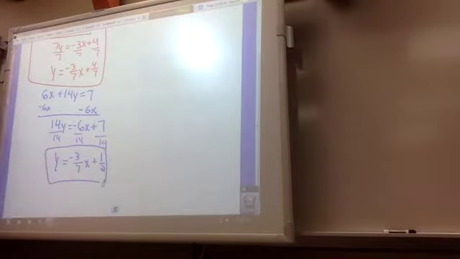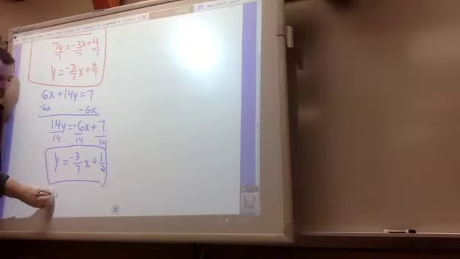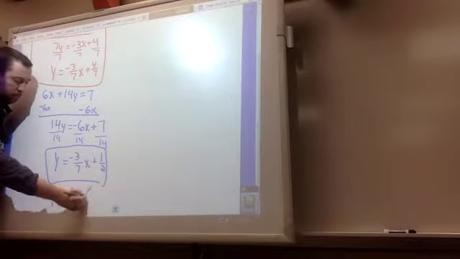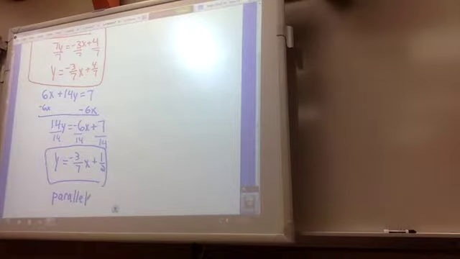All right, so compare the two. Do they have the same slope? Yes. Do they have the same y-intercept? No. Parallel lines have the same slope but different y-intercepts. So are these two parallel? Yes. Parallel, because they have the same slope and their y-intercepts are different.